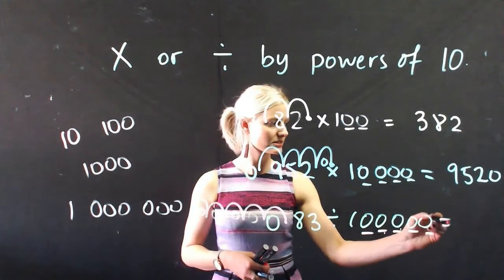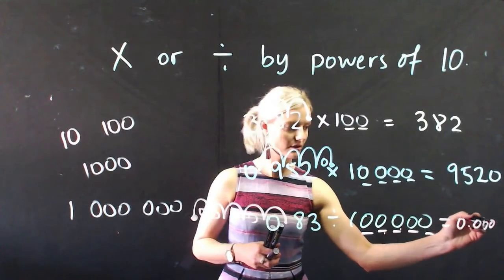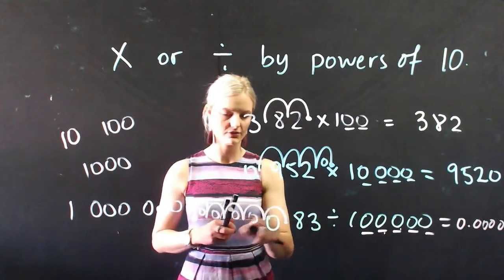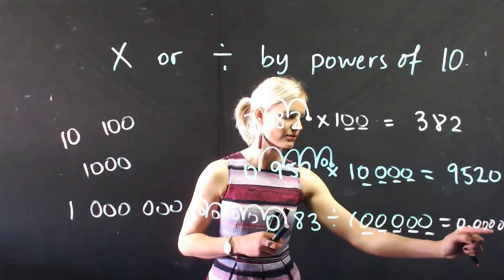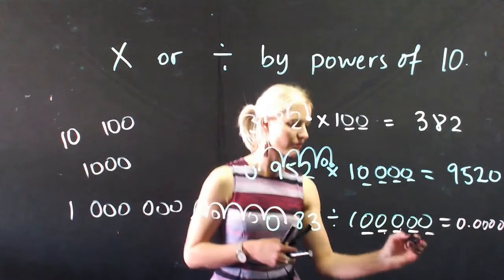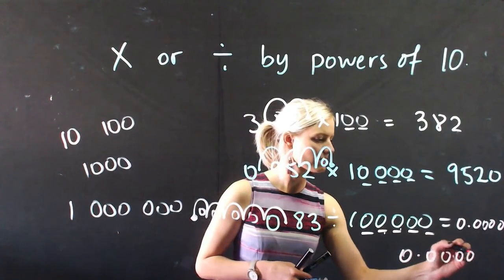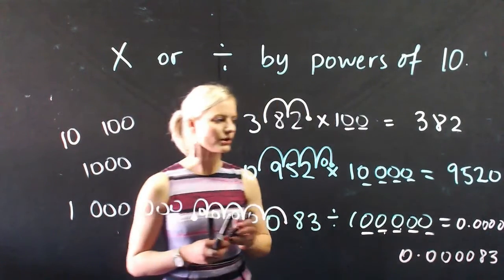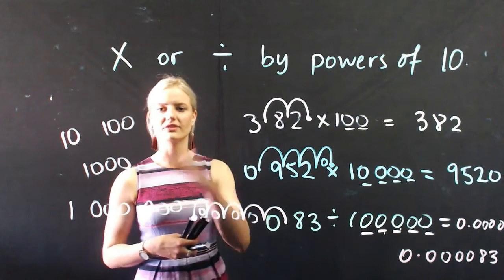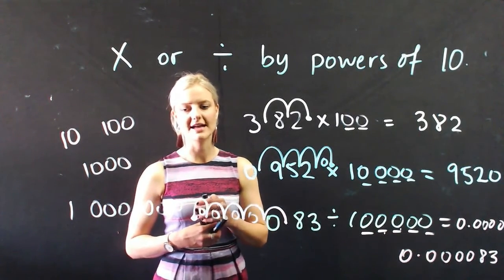Our answer is 0.0000083. I'll confirm that. 1, 2, 3, 4, 5 zeros before the 83. And you've just come off the screen there. I'll rewrite it below. 0.000083. So, over multiplying or dividing by powers of 10, it's just a matter of moving the decimal the correct number of places and in the correct direction.